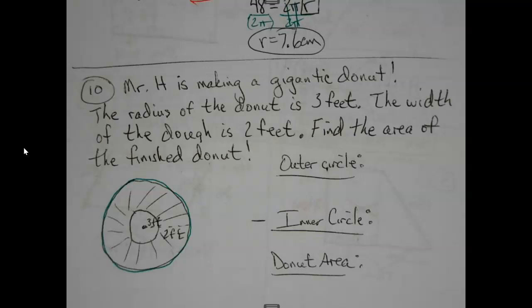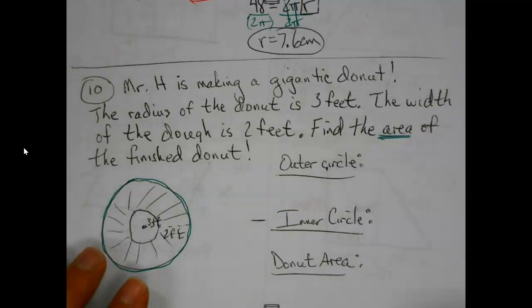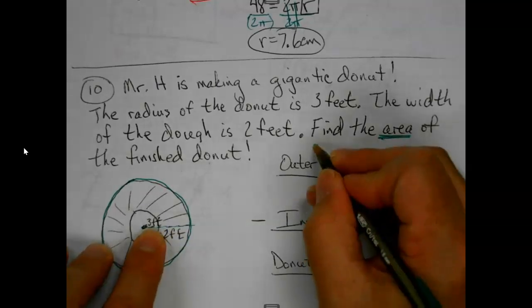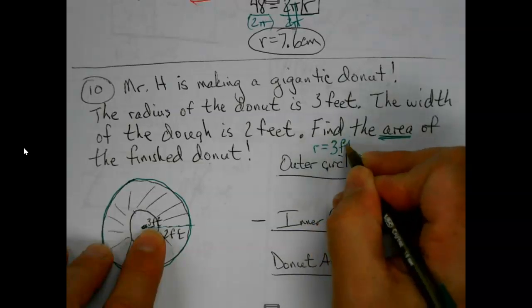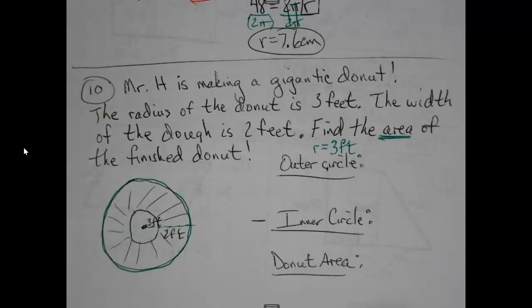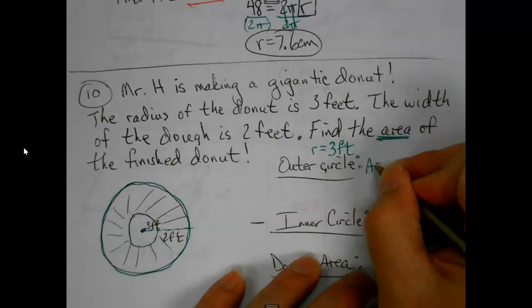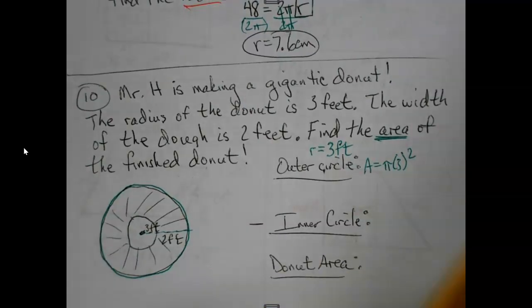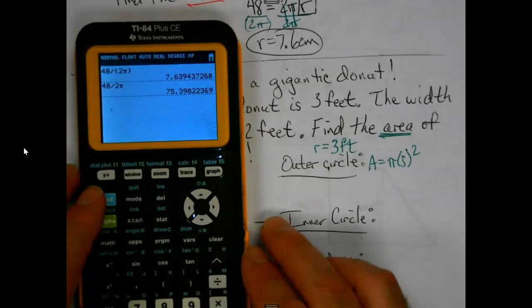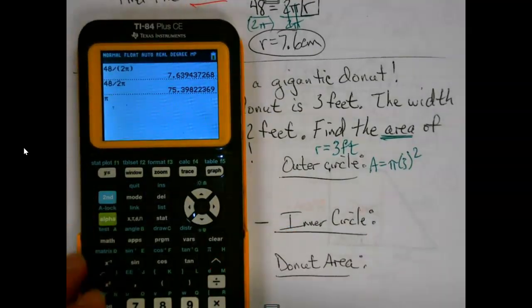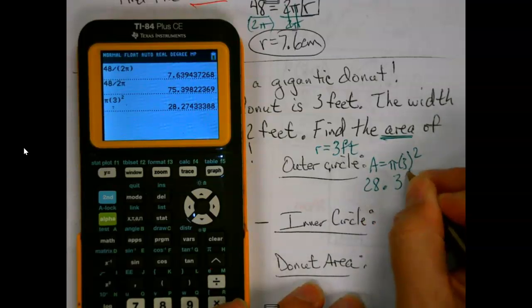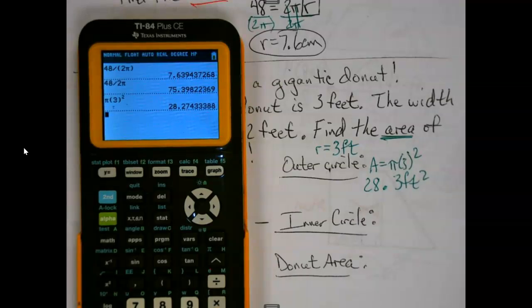So my outer circle, we're looking for area. So I'm like, okay. So I've got my radius here. And area, that formula doesn't change. So my area is pi r squared. So let's see here. Second that times r squared. So we'll call this 28.3 cubic feet.